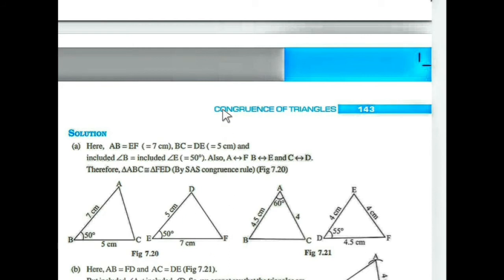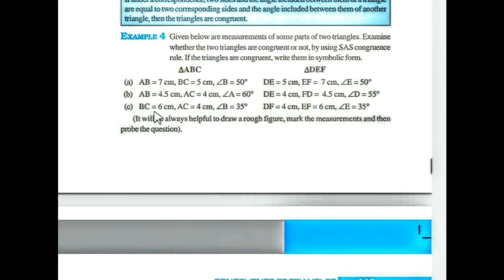Now, the second one we will see. AB is equal to 4.5 cm, AC is equal to 4 cm, angle A is equal to 60 degrees. Here DE is equal to 4 cm, FD is equal to 4.5 cm, angle D is equal to 55 degrees. Now here AB is 4.5 cm and FD equal to 4.5 cm, so both are of equal measure. AC equal to 4 cm, DE is equal to 4 cm, both are of equal measure. Angle A is 60 degrees, angle D is 55 degrees. So the angle measurements are different.